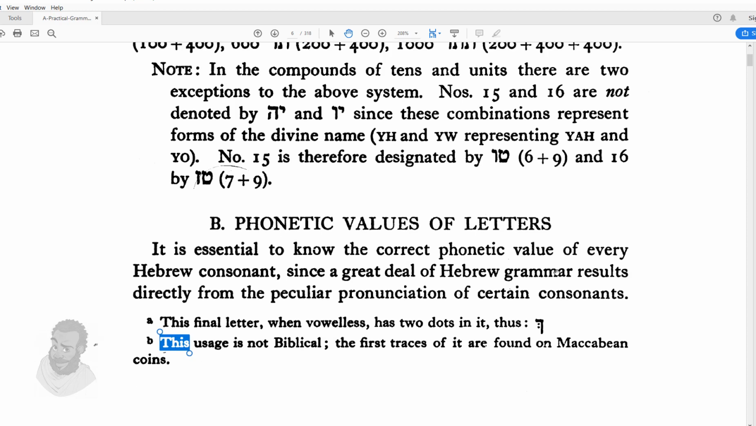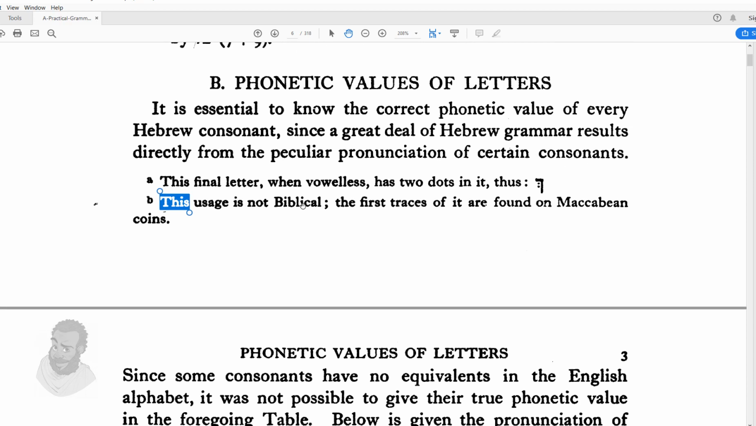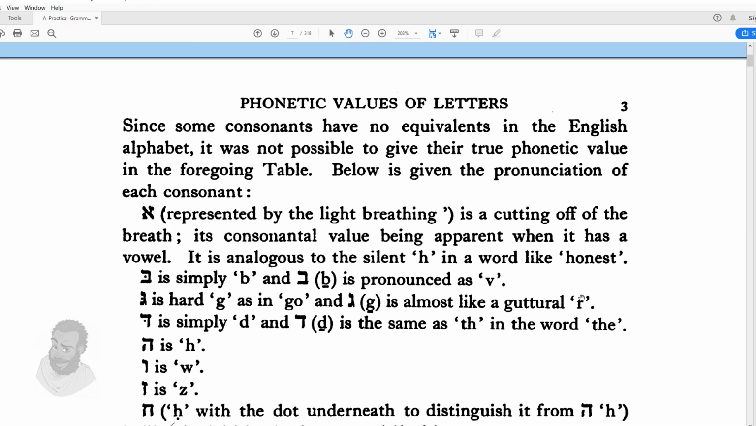Okay? Phonetic values of letters. It is essential to know the correct phonetic value of every Hebrew consonant, since a great deal of Hebrew grammar results directly from the peculiar pronunciation of certain consonants. Okay, so these are footnotes actually. Since some consonants have no equivalents in the English alphabet, it was not possible to give their true phonetic value in the foregoing table. Below is given the pronunciation of each consonant.